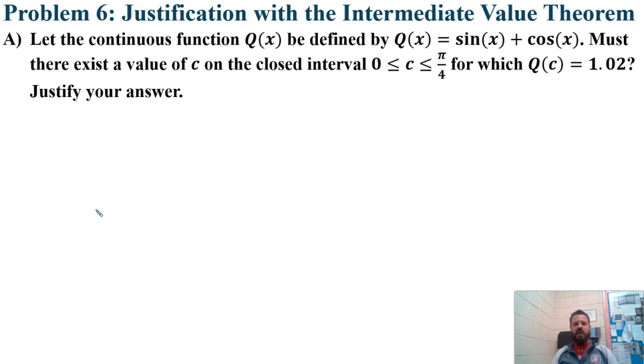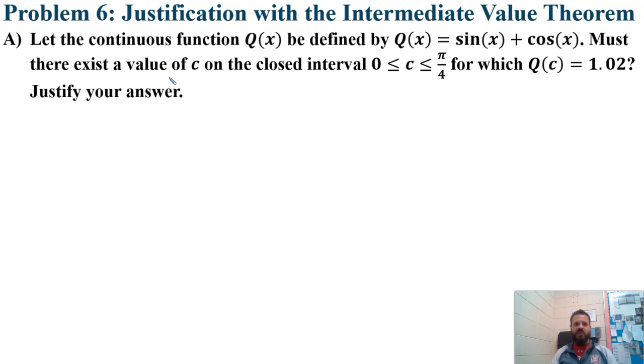Let's take a look at another way that the intermediate value theorem could show up on the AP exam. This will be a popular free response question part. I guarantee at AP exam time, you're either going to see one example like this using either the intermediate value theorem or the mean value theorem. All right, so let the continuous function q of x be defined by q of x equals sine of x plus cosine of x.